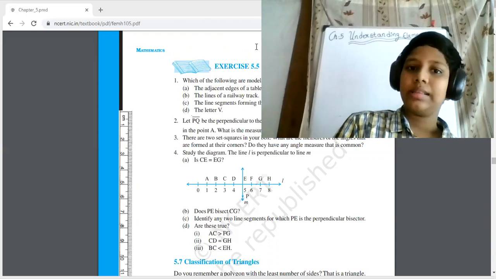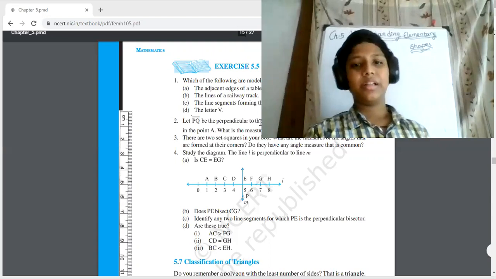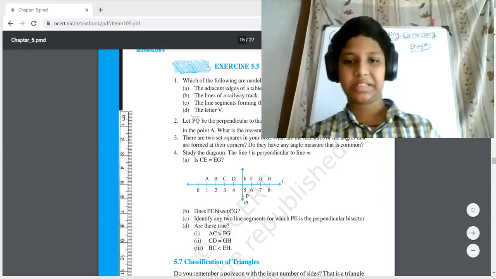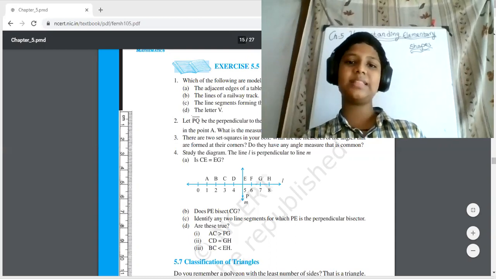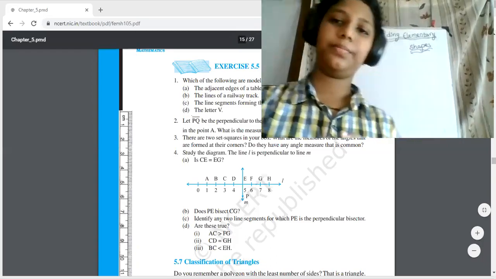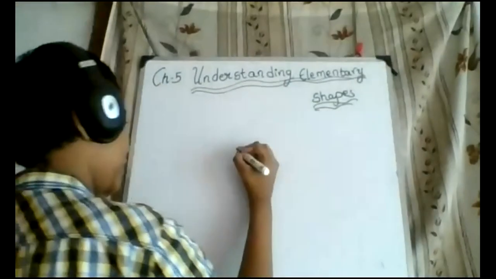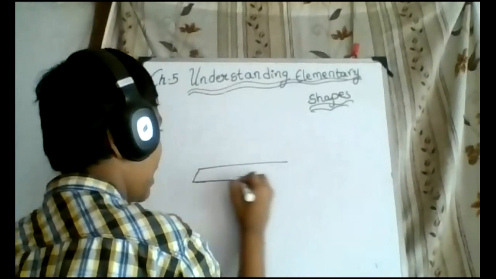Next one. The rails of a railway track. It is also a perpendicular line. Then the line segments formed by the letter L and the letter V. Now let us see. Tabletop, they said. See, this is a table. It will be in a cuboid format only.